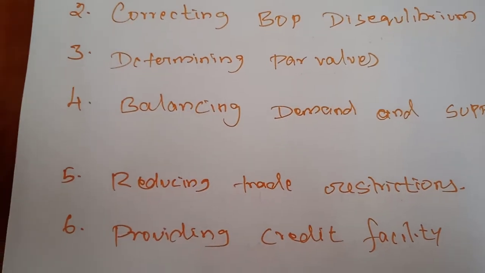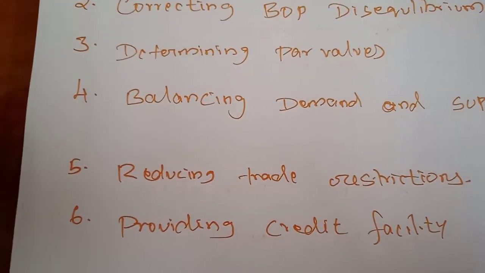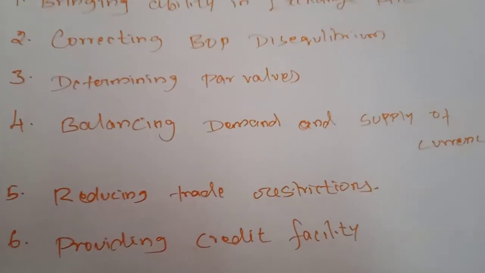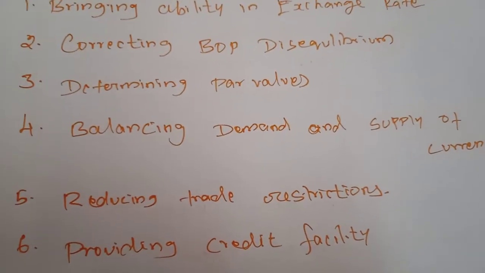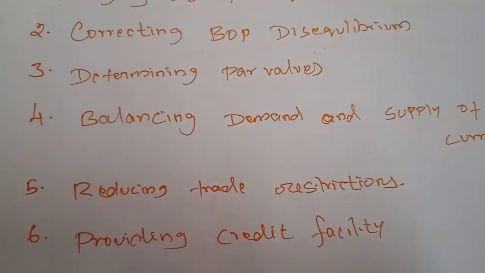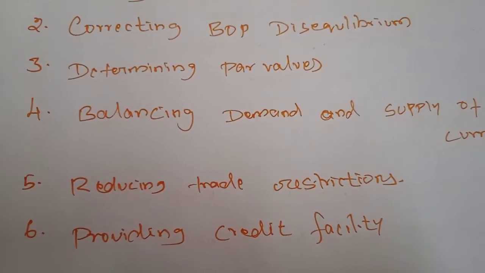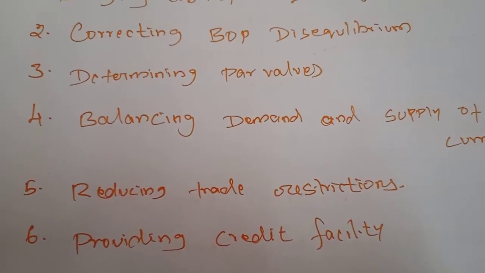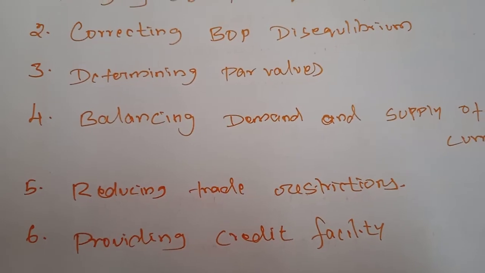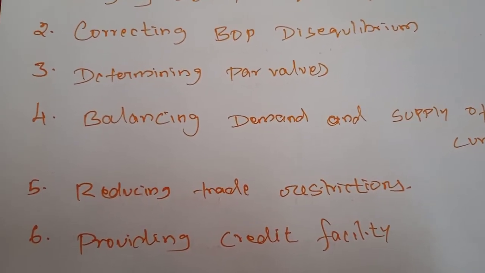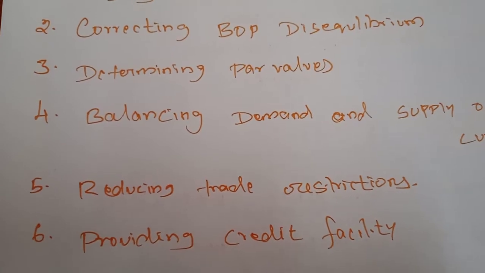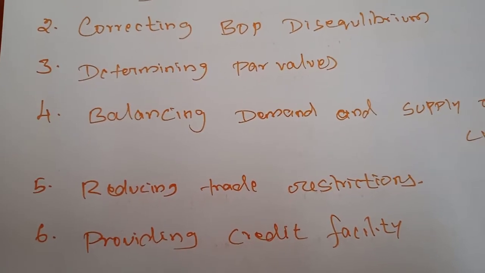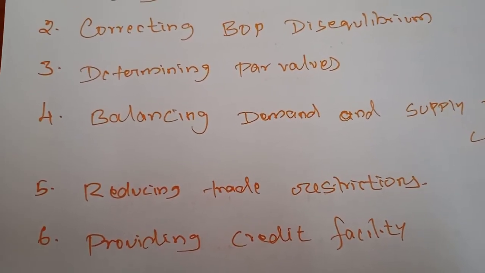Next, determining the par values. The International Monetary Fund enforces the system of determination of par value of the currencies of the member countries. Every nation has a value for its currency, and that value has to be determined by the International Monetary Fund. This organization has the important power of fixing the par value of the currency of every nation. According to the Articles of Agreement of the International Monetary Fund, every member nation should declare the par value of its currency in terms of gold or US dollars.